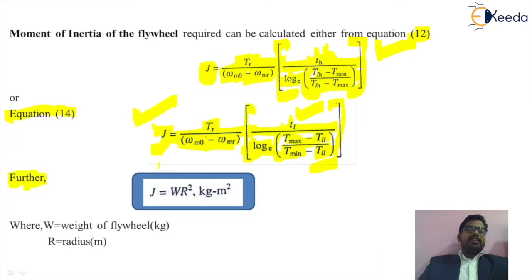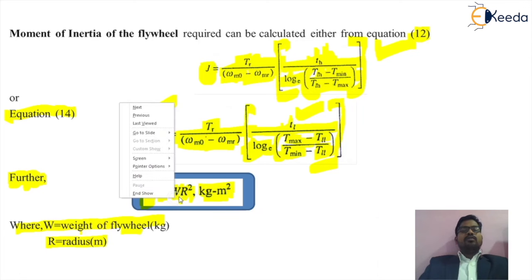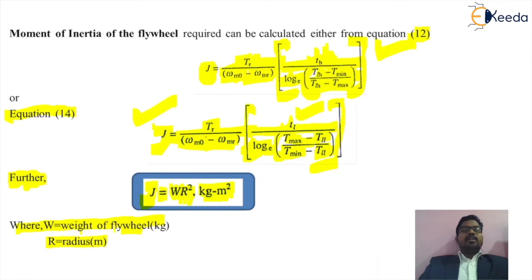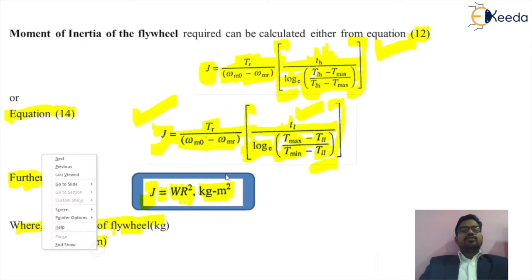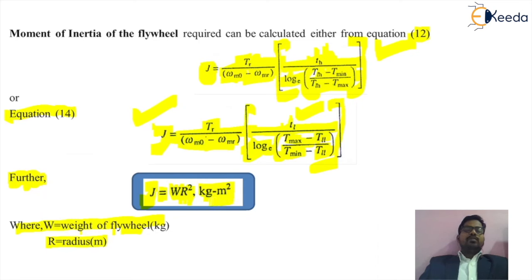What do we mean by J? J is called the polar moment of inertia of the flywheel, equal to W times R squared. The value of J is in kg meter square. What do we mean by W? W is the weight of the flywheel and R is the radius in meters. That's why the unit of J, the polar moment of inertia, is W times R squared, where W is weight and R is radius. So the unit of J is kg meter square.